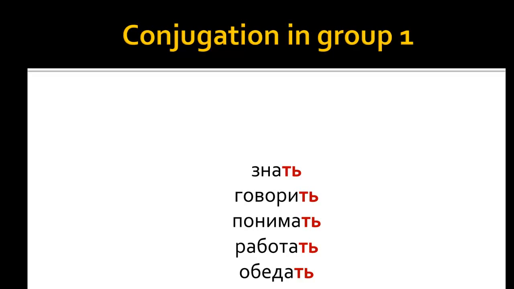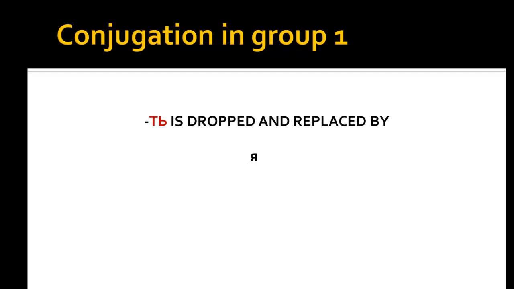The verbs that end in ать or ять belong to the first conjugation group. In this list, the verbs знать, понимать, работать, and обедать belong to group 1 because they end in ать. To conjugate the verbs in group 1, the infinitive ending ть is dropped and replaced by a number of different personal endings. For я, the ending is ю.